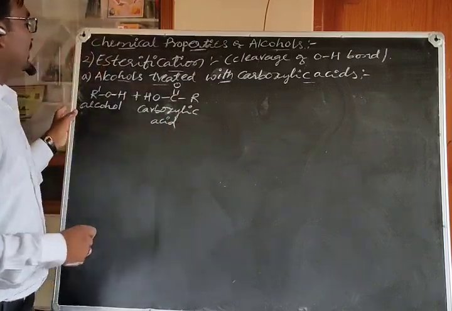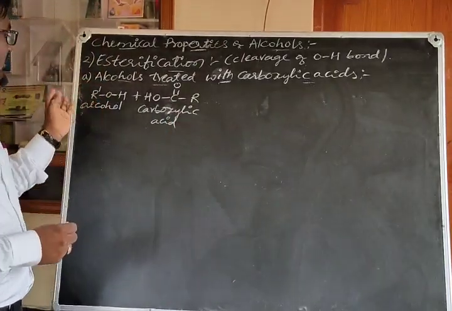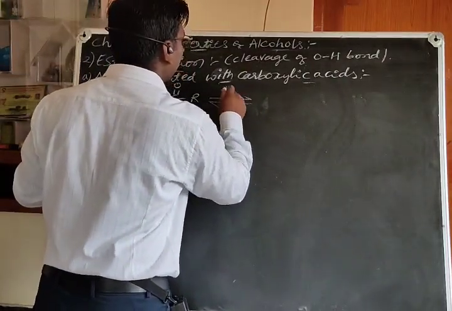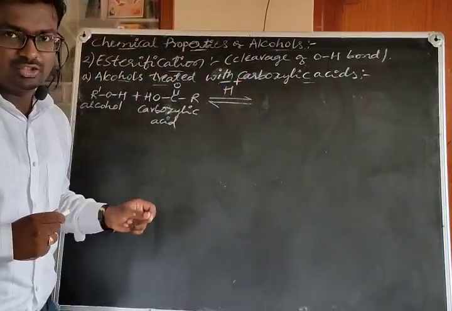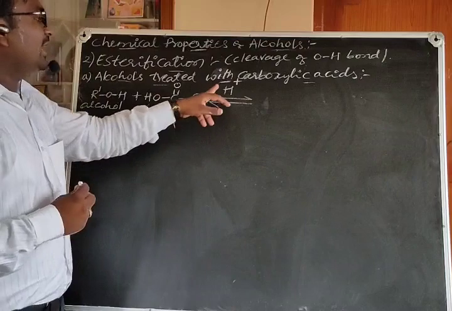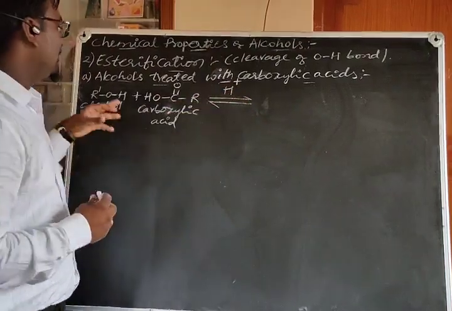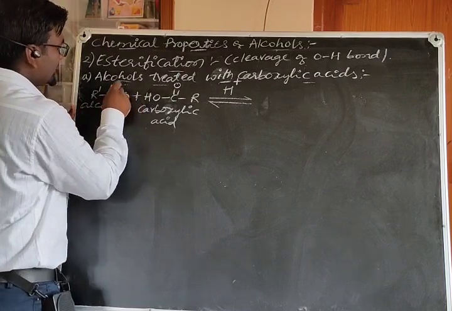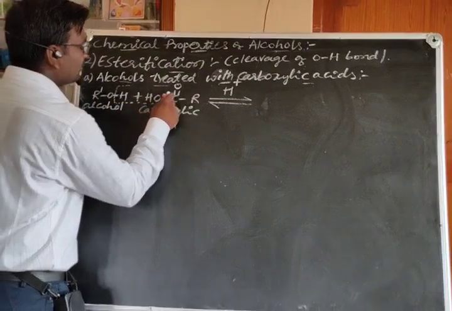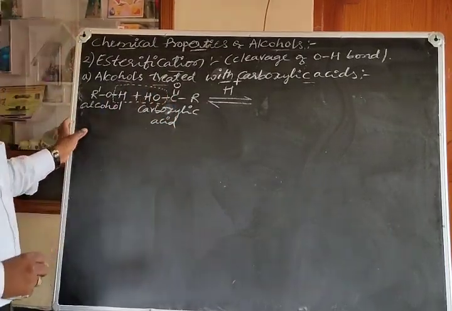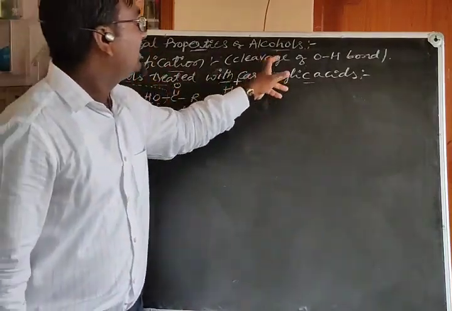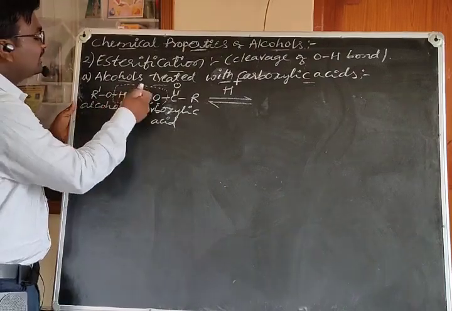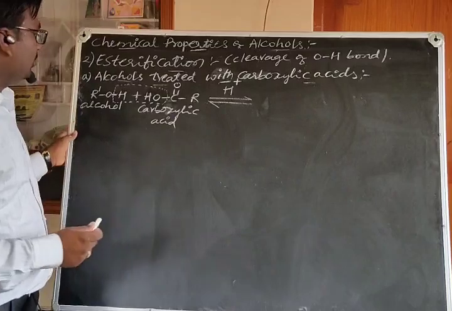This treatment, that is treating alcohol with the carboxylic acid, is done in the presence of an acid, for example H2SO4 or HCl. It acts as a dehydrating agent as well as a catalyst. Now here you can see the cleavage of the OH bond in alcohol and cleavage of the CO bond in carboxylic acid. So we are dealing with the cleavage of the OH bonds, which also results in the acidic nature of the alcohol.